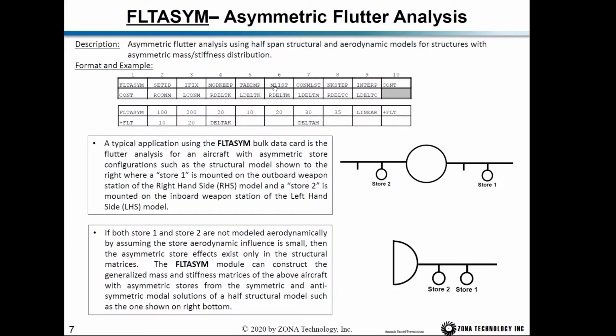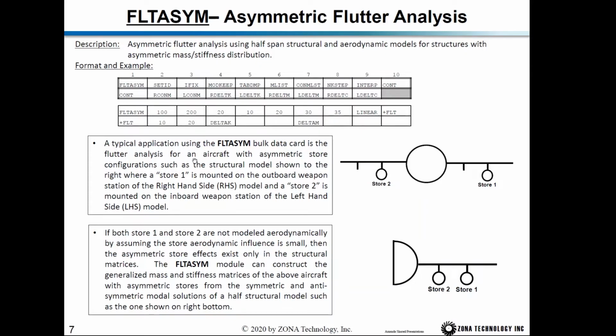MLIST refers to a SET1 card to list out the modes to be deleted from this flutter analysis. And the content list refers to a content list card. NK step is the frequency steps used for the reduced frequency sweep technique in the G method, and this is referred to the right hand side store mass. You want to take it out or you want to add it in. This is for the left hand side.